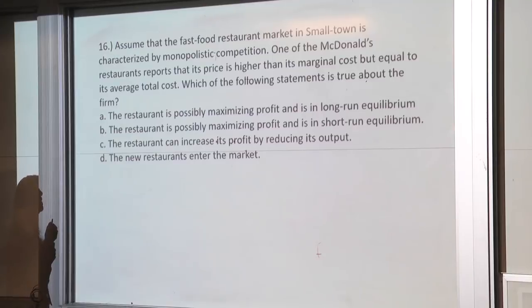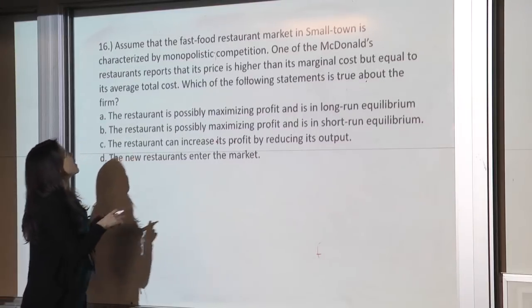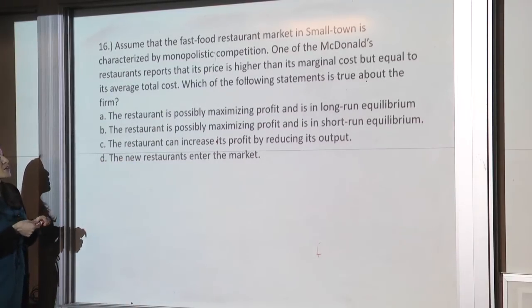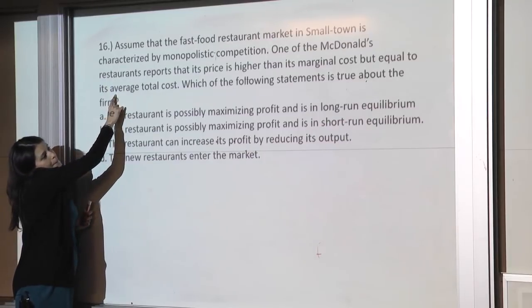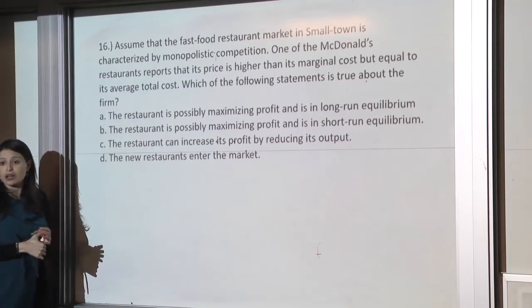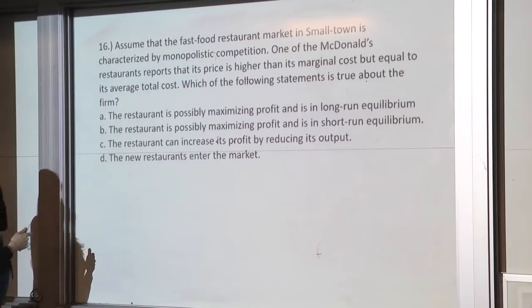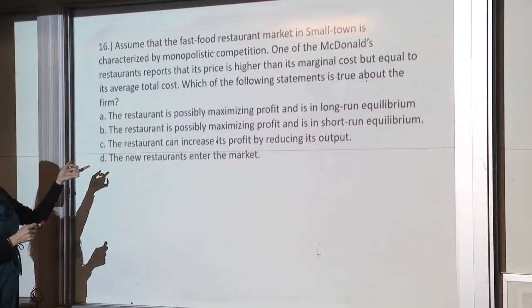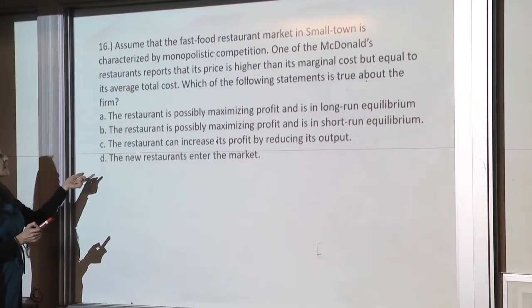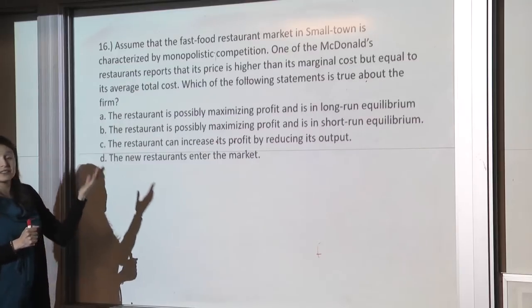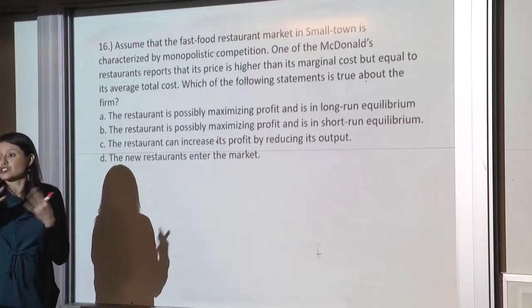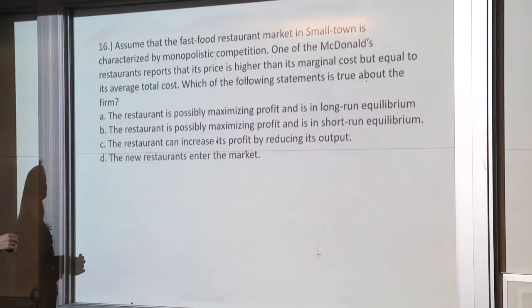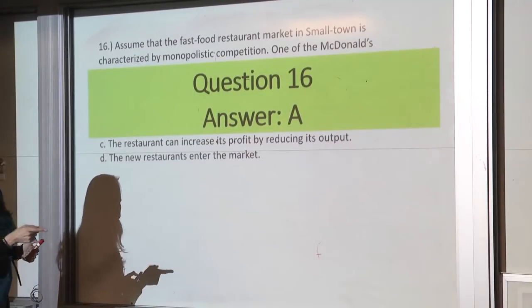The restaurant is possibly maximizing profits and is in long run equilibrium. Why is it not B? The restaurant is possibly maximizing profits and is in the short run equilibrium. Because in the short run, this restaurant doesn't need to have the price equal to the average total cost. It could be covering only the variable cost, and the restaurant can increase its profit by reducing its output. That's not true. And the new restaurants enter the market? One of the characteristics of monopolistic competition is that there are no barriers to entry, okay? So the answer is A. Next one.